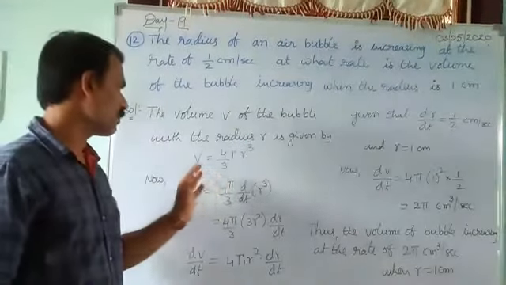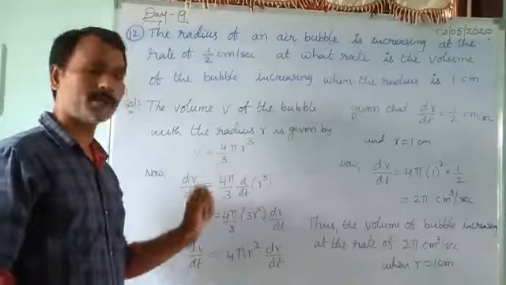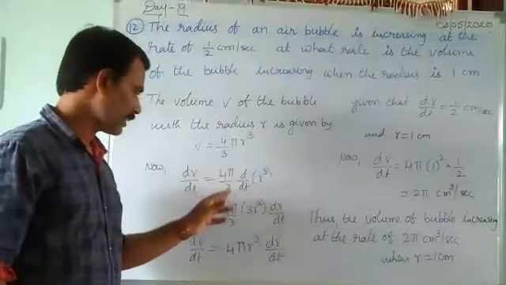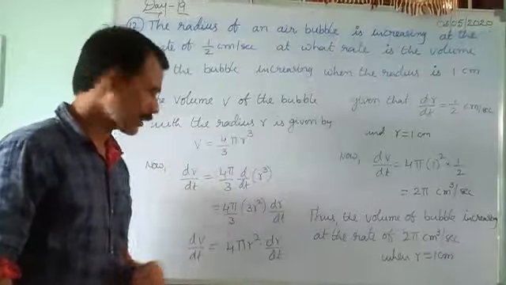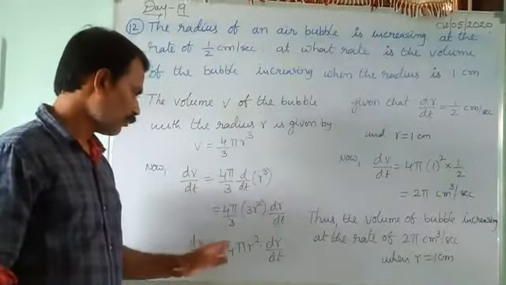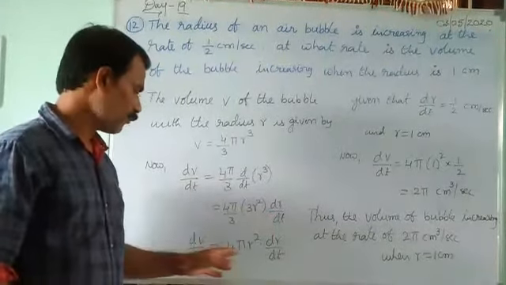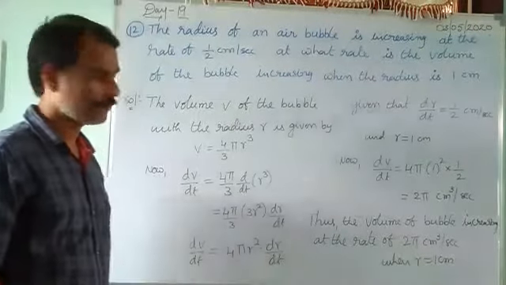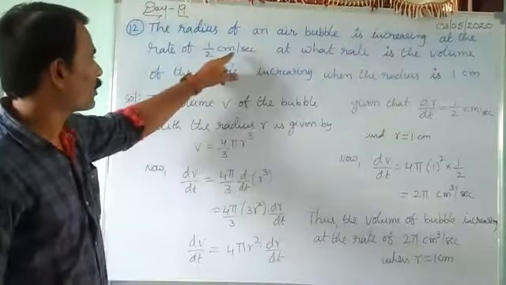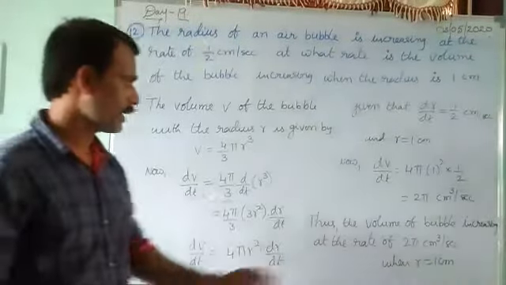With the radius r, V is given by 4/3 pi r cube, and now dV by dt is equal to 4 pi by 3 into d by dt of r cube, which is 4 pi by 3 into 3r square into dr by dt. The 3 will cancel, guys. 4 pi r square into dr by dt. So dr by dt is already given. What is that? 1 by 2 centimeter per second.